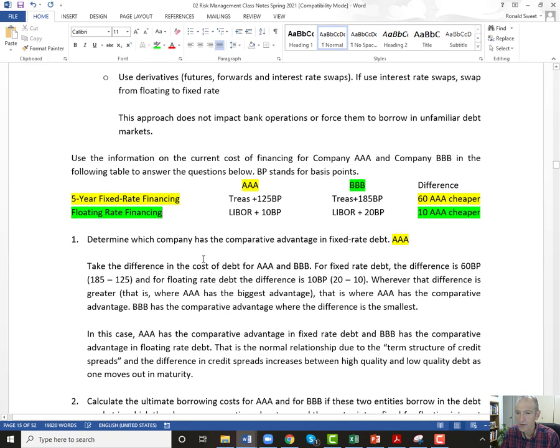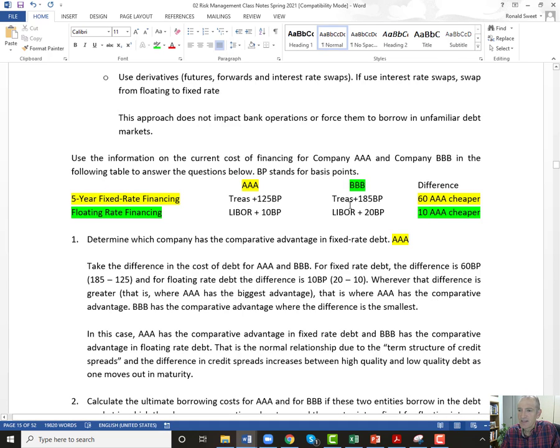Some students really struggle with that. How can BBB have an advantage if they're 10 basis points more expensive in their cost of debt? We're talking about a comparative advantage. This is very similar to the comparative advantage you had in economics. One country might be able to produce two things cheaper than another country, but comparative advantage is they should produce the thing that they have the bigger advantage in, and the other country should produce the thing they have less of a disadvantage in, because that's where they have their comparative advantage.